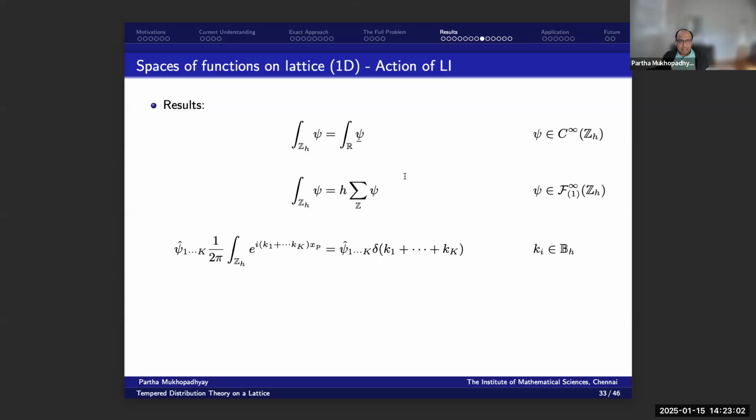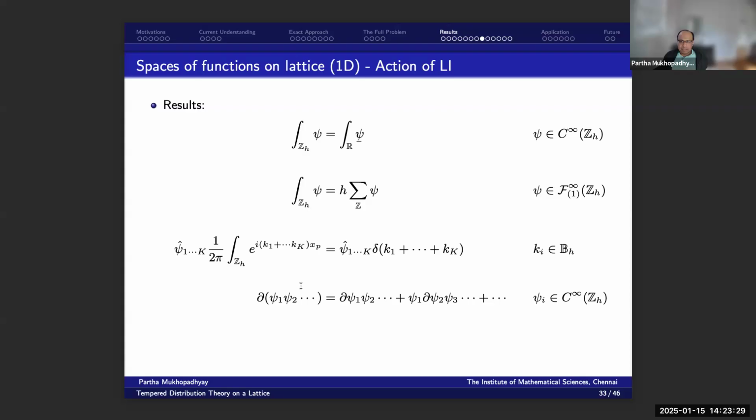Then the integral of this phase, which is the product of capital K number of phases within the Brillouin zone, is exactly the same integral that you would get in the continuum. This follows from this first relation, and this is the usual Dirac delta function. This is responsible for the translational invariance of the field theory.